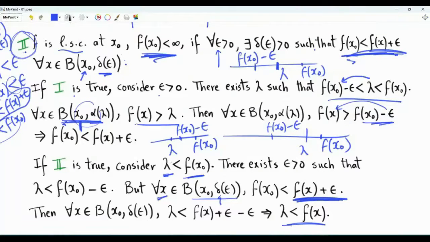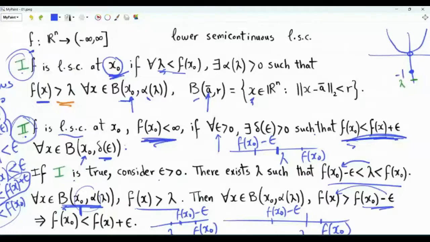We started with a lambda that is strictly less than f of x0. We have found that there is a neighborhood of x0 such that for every x in that neighborhood, we have lambda strictly less than f of x. And this is the first definition. So these two definitions imply one another.